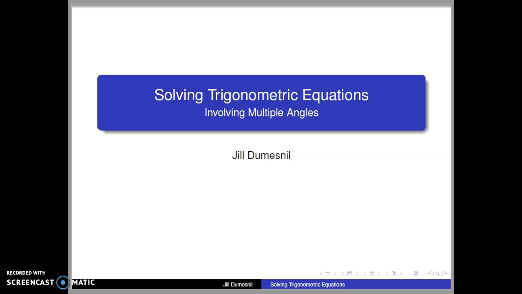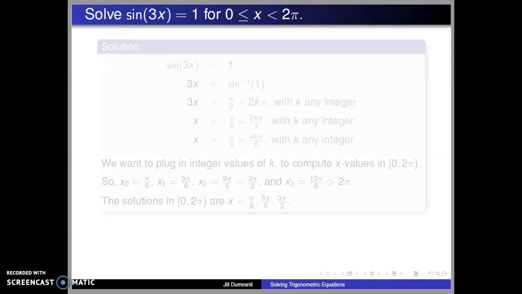In this video, we discuss solving trig equations involving multiple angles. Let's get started with the examples. Solve sine 3x equals 1 for x between 0 and 2 pi.